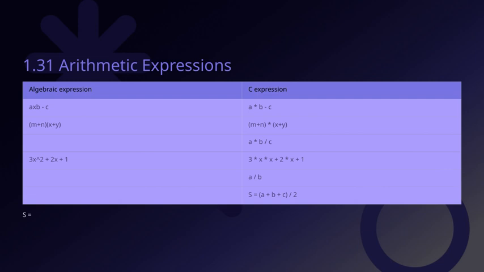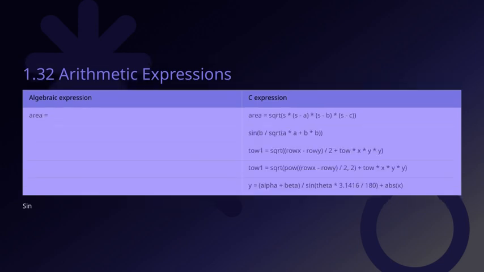Now, let's take a closer look at this table, comparing algebraic expressions with their C language equivalents. First, we see the expression for the area of a triangle using Heron's formula. The algebraic form is simply area equals, and in C, it translates to area = sqrt(s * (s - a) * (s - b) * (s - c)).